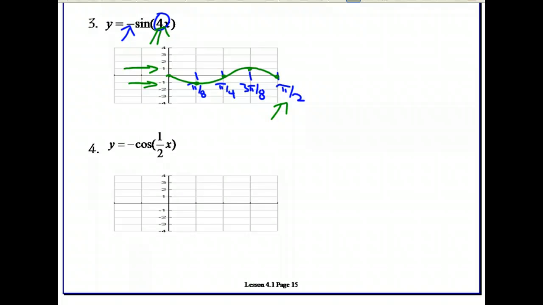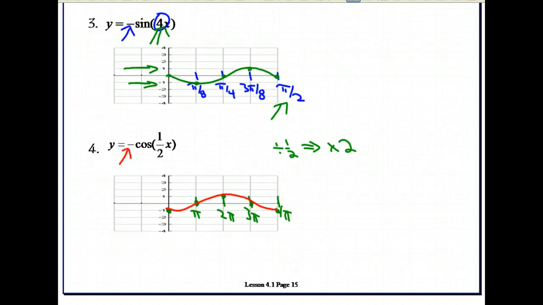And our very last one, cosine of 1/2 x. Divide by 1/2. Wait, that's the same thing as multiplying by 2. So everything in the x-axis gets doubled. 2 pi is 4 pi. Pi is 2 pi. Pi halves is pi. 3 pi halves is 3 pi. And that negative sign, we don't start at 1, we start at -1. To 0, to 1, to 0, to -1. Connect the dots. And we get a cosine graph.